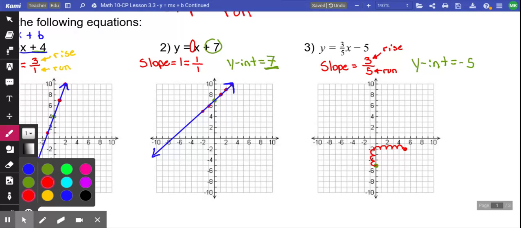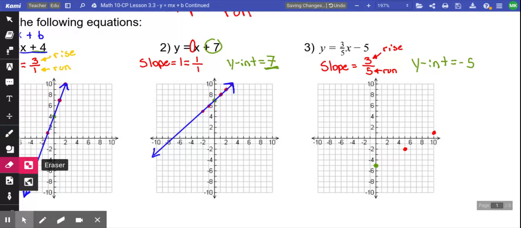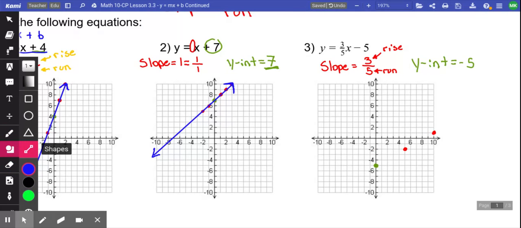If you tried to do this another time, you go up 3, 1, 2, 3, and over 5, 1, 2, 3, 4, 5. You have another second dot there. All you really need is 2 dots, but sometimes it's smart to get a couple more just so that it's easy to play connect the dots. So if you connect those, you get that.